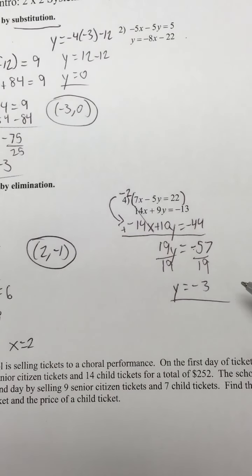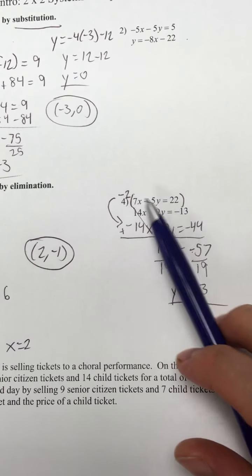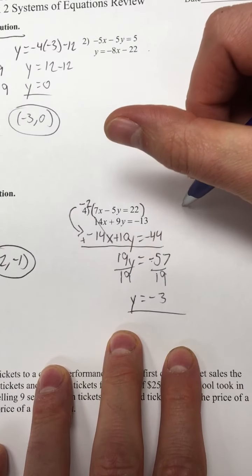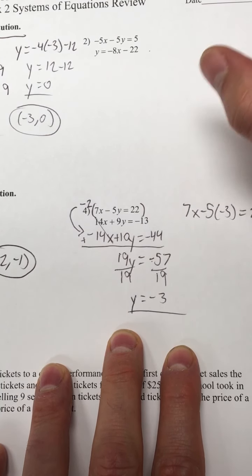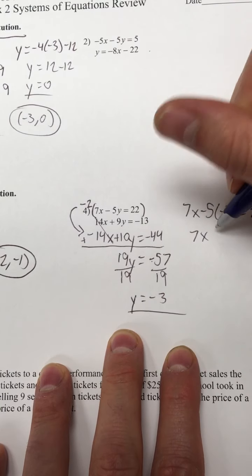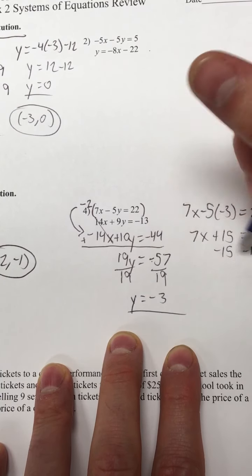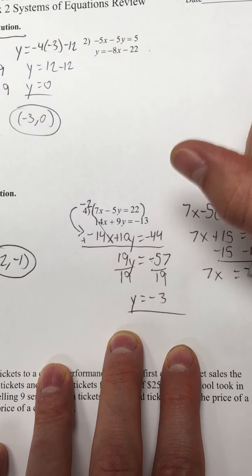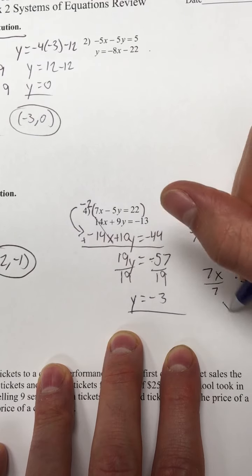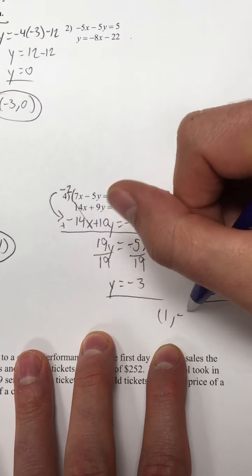Again, once you know y, how do you find x? You go back and plug it in to either equation. Let's use the top. You could use the new version, you could use the old version. I'm going to use the original version of that first equation, but it doesn't matter which one you use. 7x minus 5 times -3 equals 22. So that's going to be 7x, -5 times -3 is positive 15 equals 22. Subtract that 15. 7x equals 7, and then divide by 7, x equals 1. So there's my answer: x is 1, y is -3.